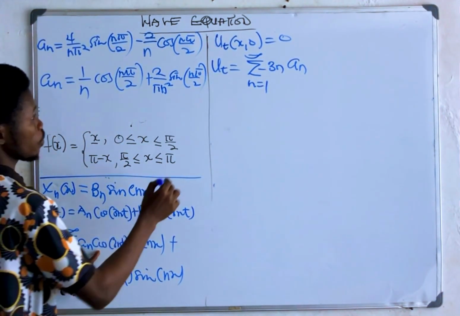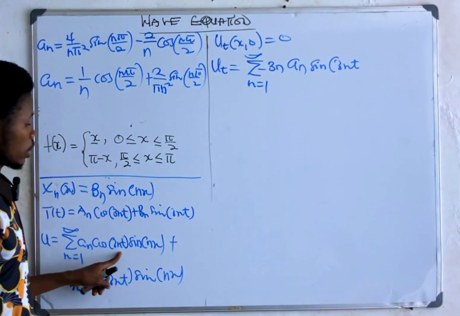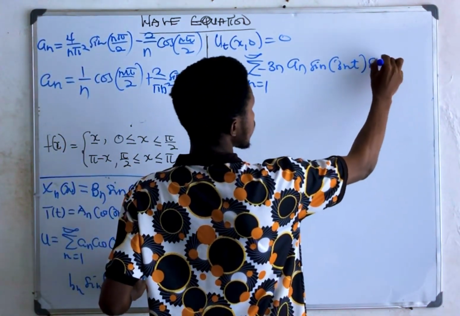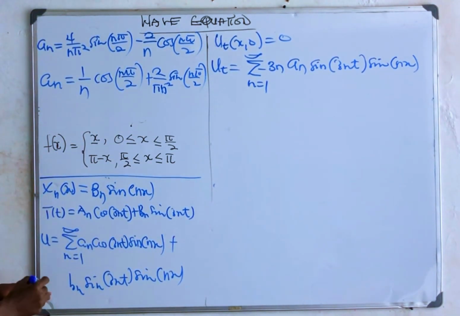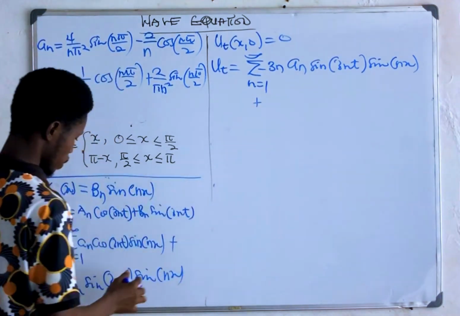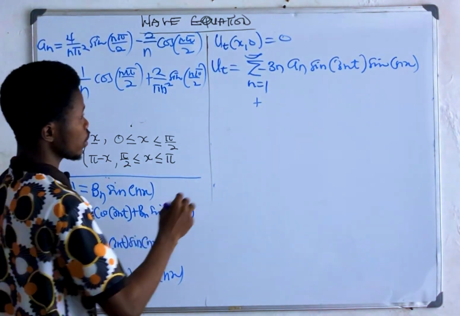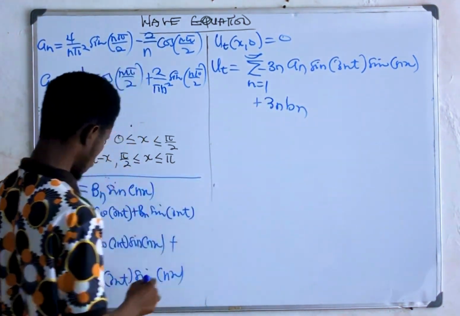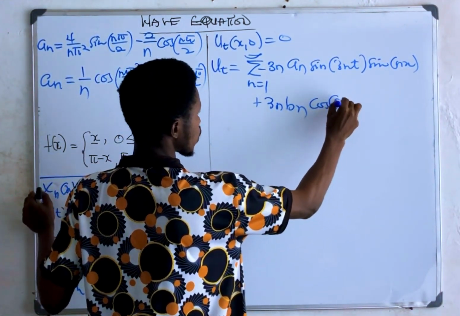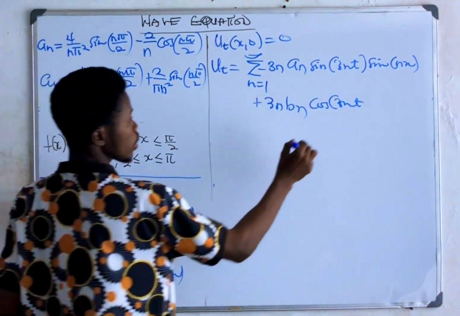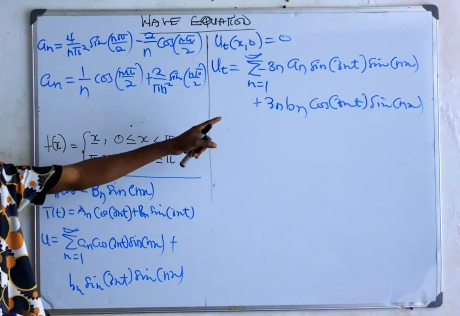Is that okay? Before you bring sine 3nt sine nx, that one is for this side alone. Plus, let's move to this side. If I differentiate this one, the 3n will come out. This will give you 3n, then times the bn. Sine will give you cos 3nt, multiplied by sine nx. So this is what, after differentiation, you will get.